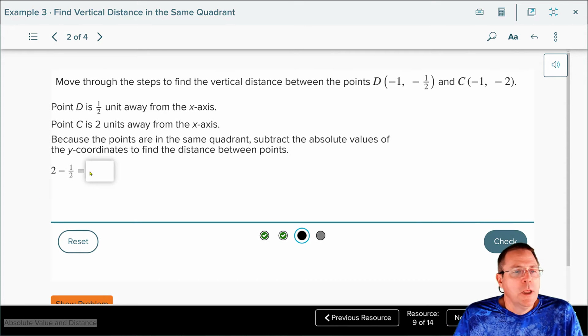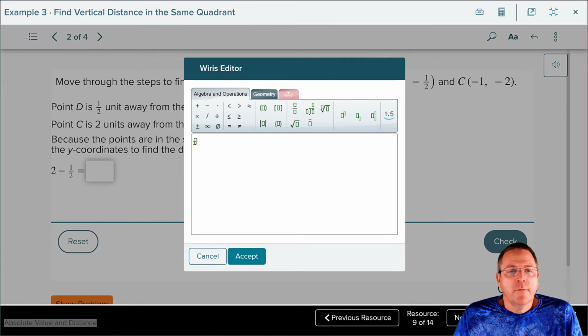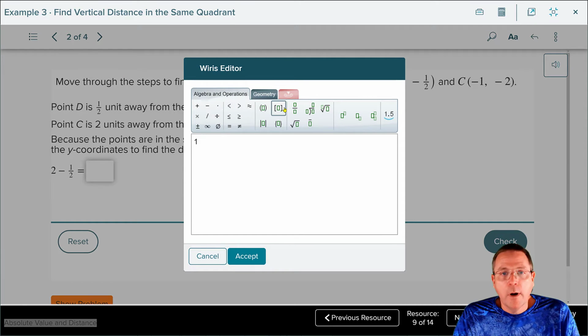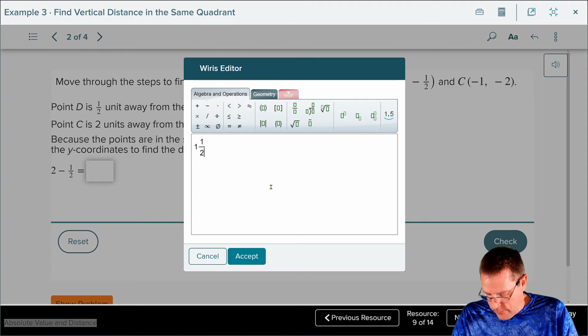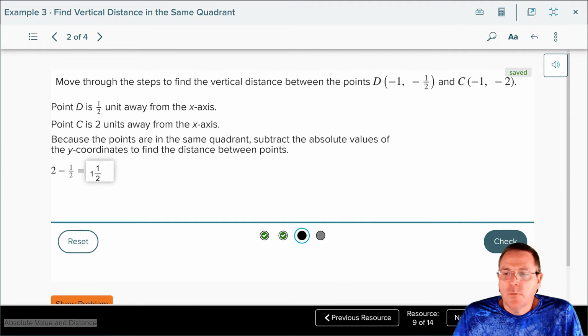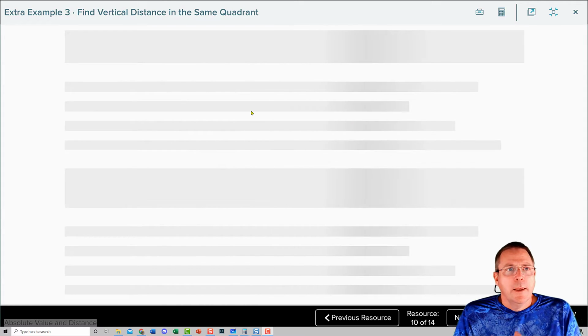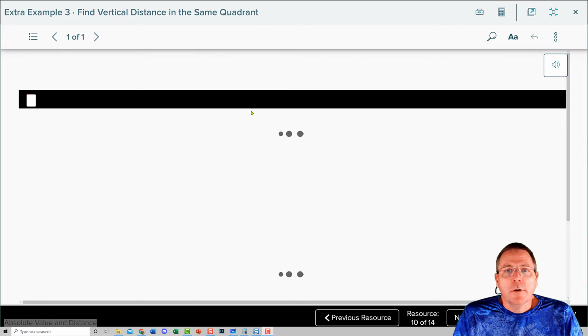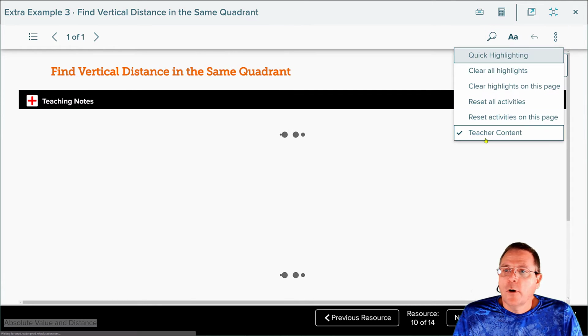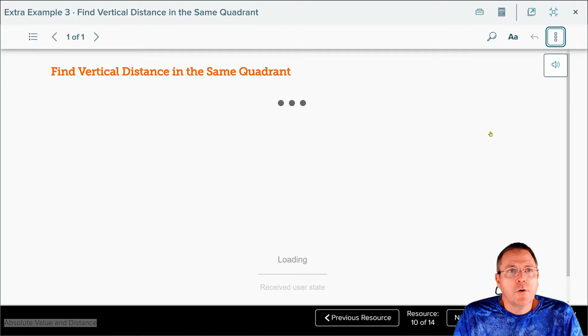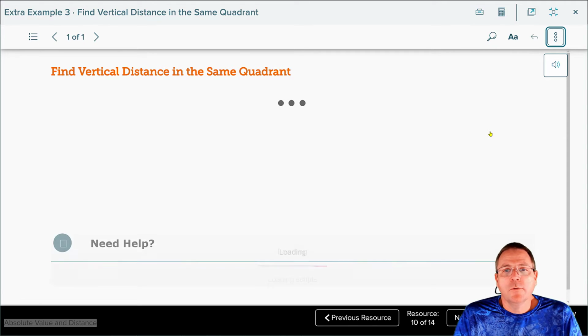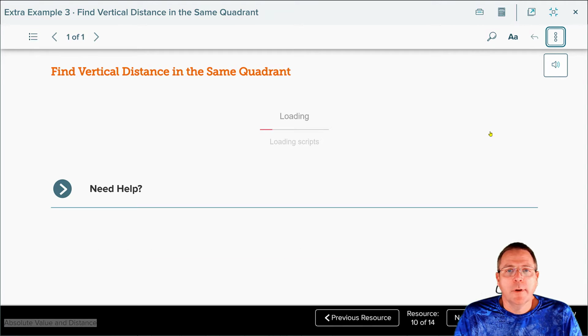We use subtraction. 2 minus 1/2 gives you a value of 1 and 1/2. So the distance between our 2 points is going to be 1 and 1/2 units apart. That's all there is to it. If your 2 points are in the same quadrant, you use subtraction. Easy math. And now it's going to be your turn to pause the video and solve a problem involving vertical distances between 2 points that are located in the same quadrant.